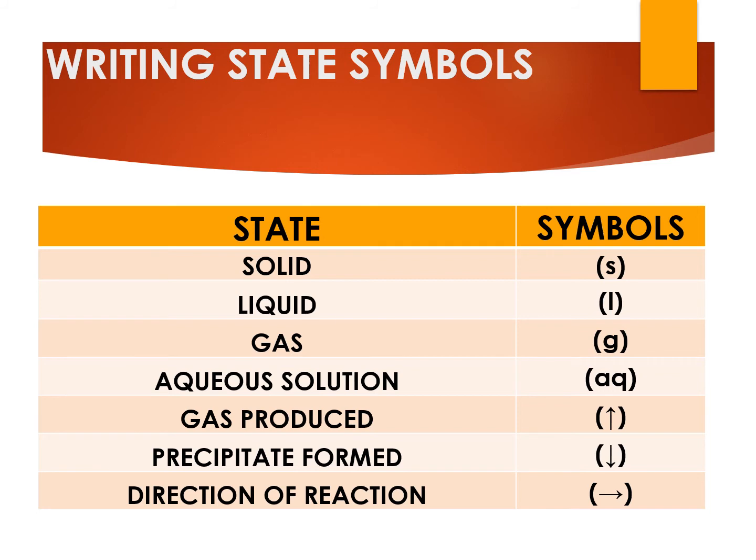Solids are written as (s), in brackets, with a small s in between. Liquids are denoted by (l), gas by (g), and aqueous solution by (aq), which means the chemical compounds are mixed with water. If gas is produced, then you can put an arrow pointing upwards. If a precipitate is formed, an arrow pointing downwards. The arrow shows the direction of the reaction. The arrow is pointing towards the products; on this side we write the reactants and on this side we write the products.